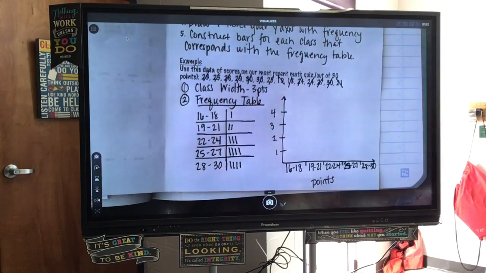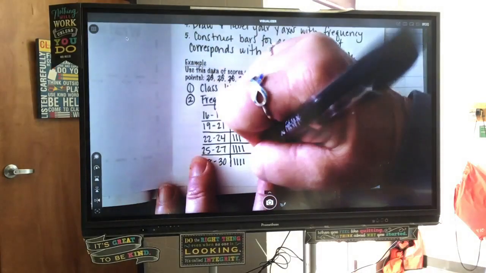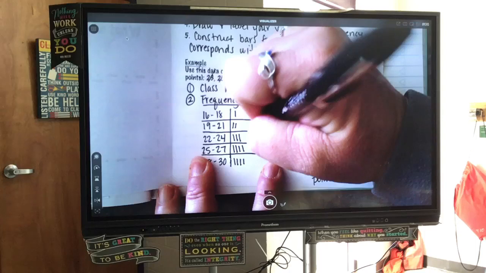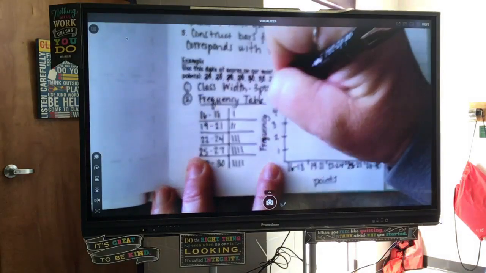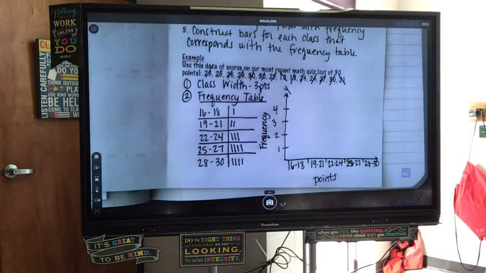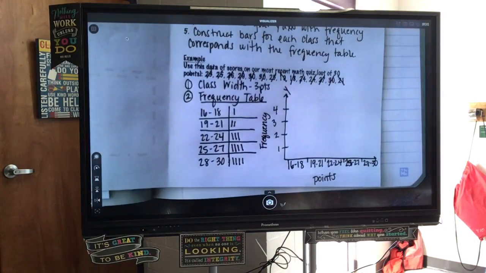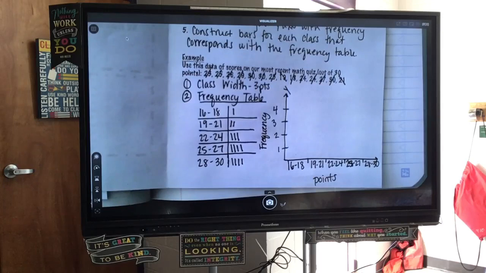And your y-axis, you're always going to label that your frequency. I'm sorry, your y, not your x. All right, so your y is always going to be frequency no matter what. No matter what those numbers are, it's always your frequency. So now we start our graph.